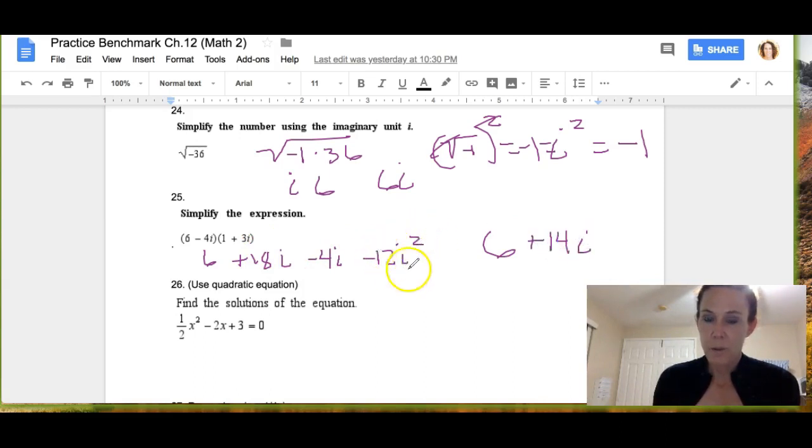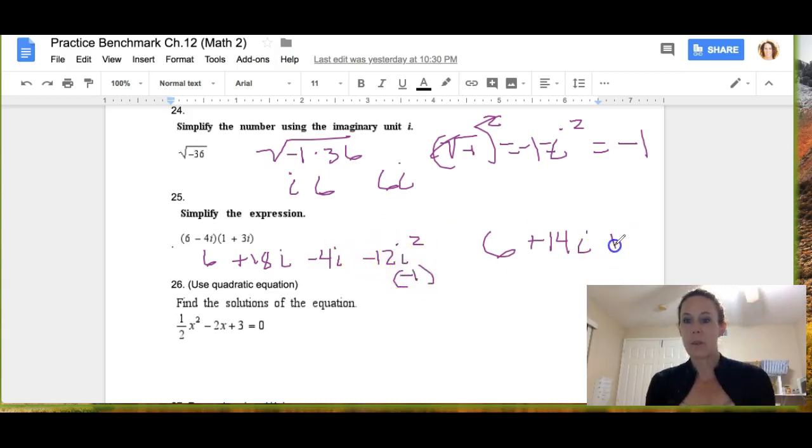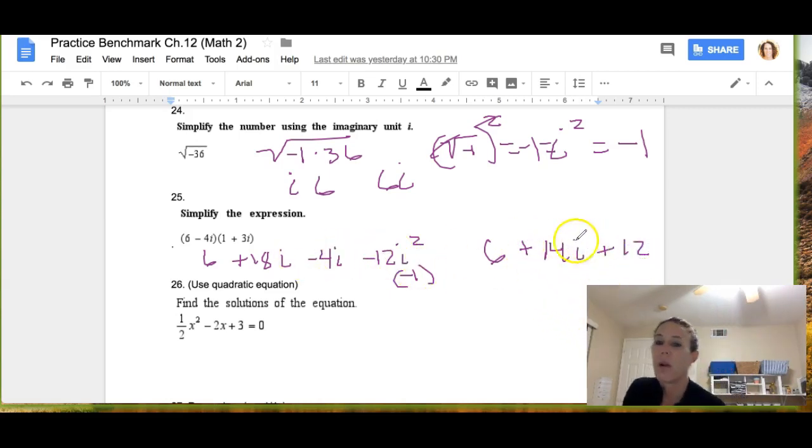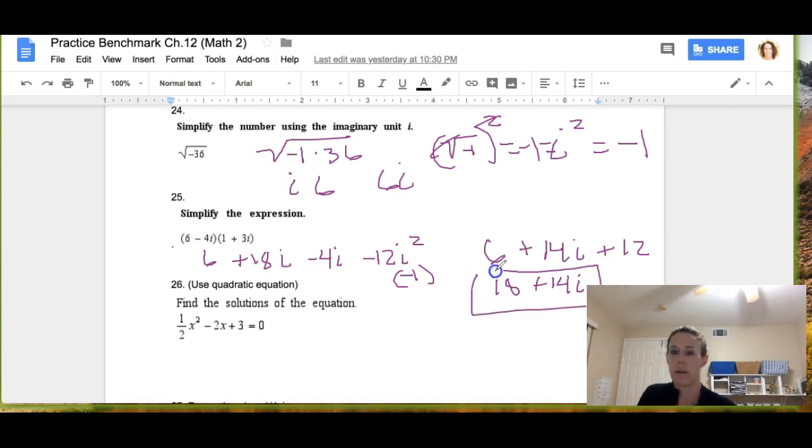And then negative 12i squared. Well, i squared is negative 1. So negative 12 times negative 1 is positive 12. And this is simplified. I lost my problem. What did I have here? 6 plus 14i. And then we had plus 12. All right, now this is almost simplified. 6 plus 12 is 18 plus 14i. And there you have your most simplified solution.